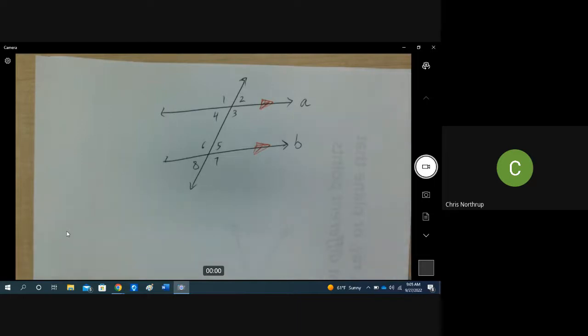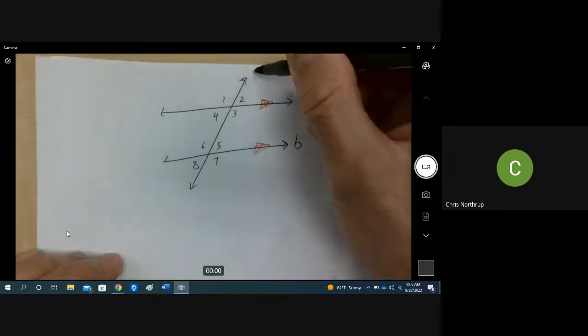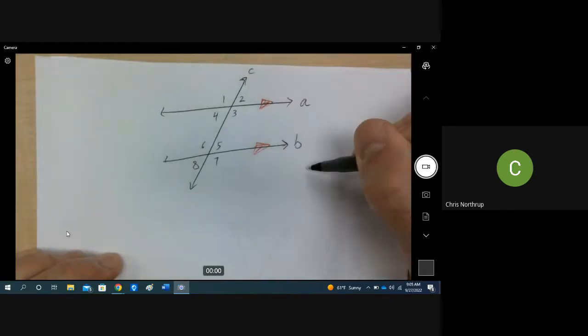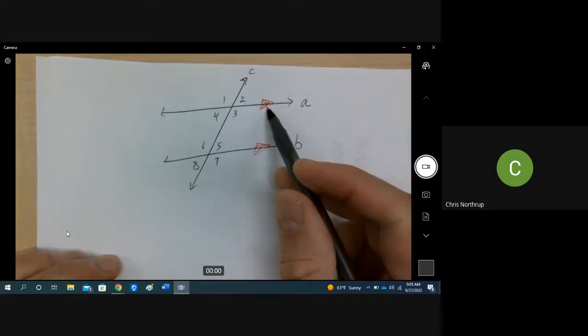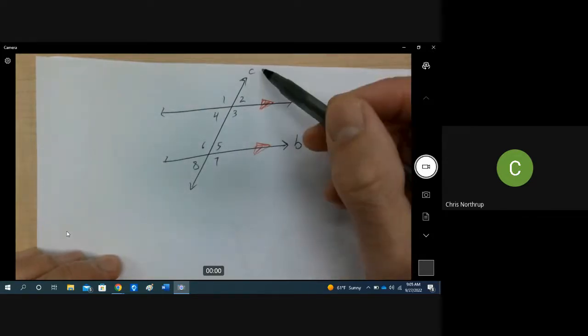Okay, so for this video, we're going to see how those angle pairs we identified last time are going to relate to each other, supposing that the lines being cut by your transversal are actually parallel. So in this diagram here, I have two lines, A and B, and I can tell that they're parallel because of these little arrows here. And my transversal is C.